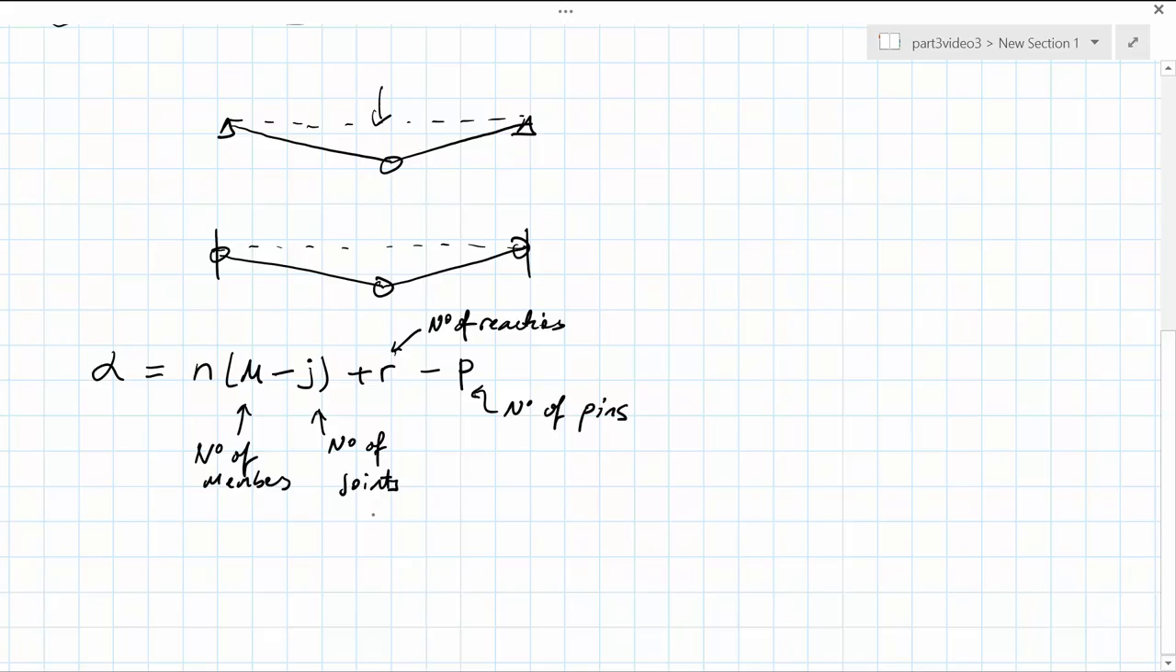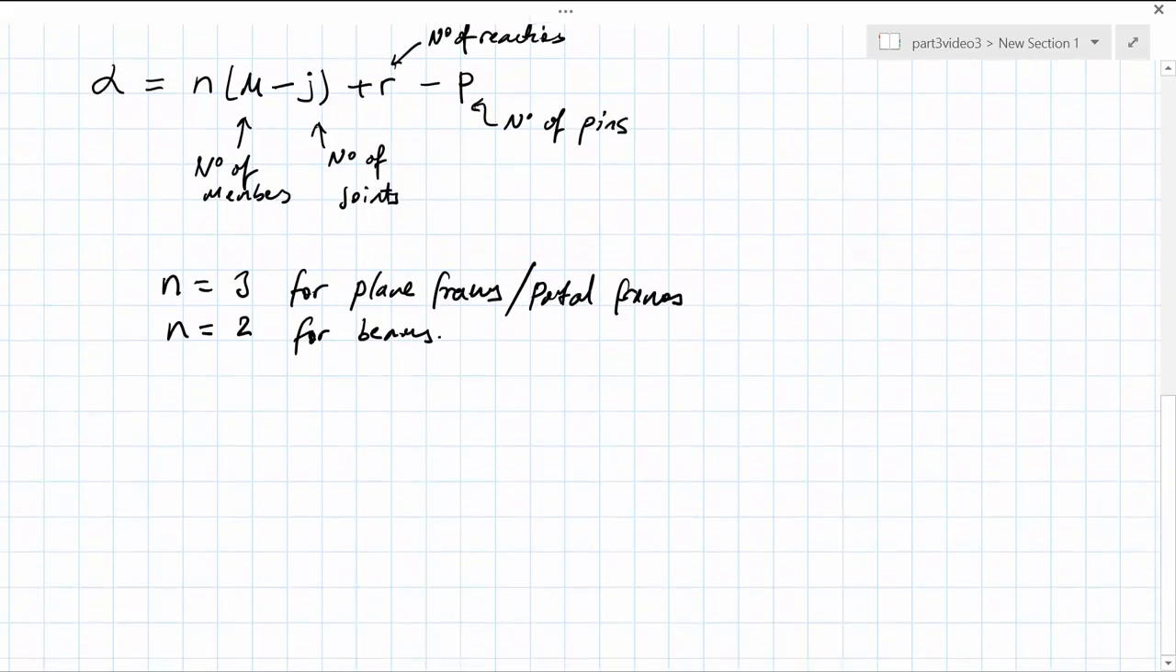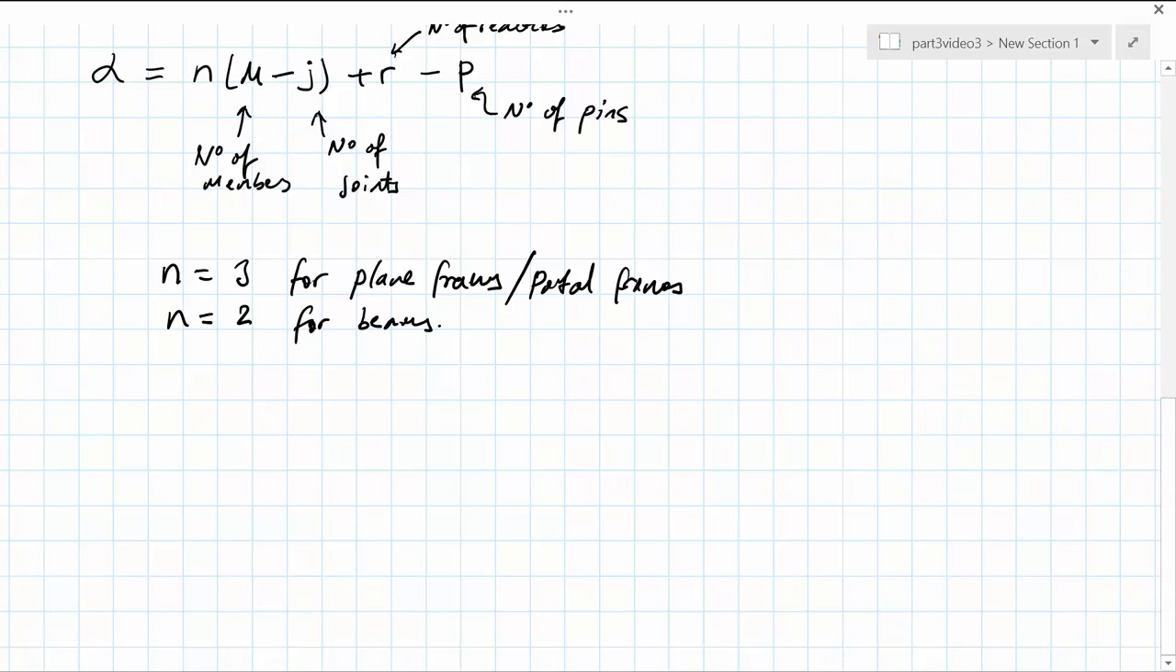The value n is equal to 3 for plane frames or portal frames, and n is equal to 2 for beams. To show you how this formula is used, consider the following portal frame. This frame is fixed at its base with some loading.